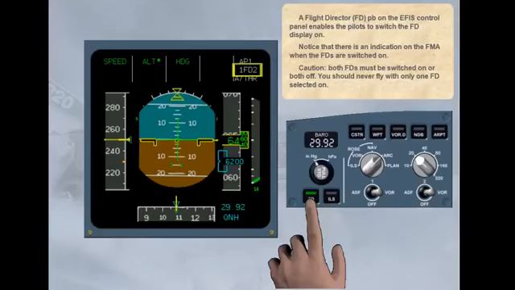A Flight Director FD push button on the EFIS control panel enables the pilots to switch the Flight Director display on. Notice that there is an indication on the FMA when the FDs are switched on. Caution: both FDs must be switched on or both off. You should never fly with only one Flight Director selected on.